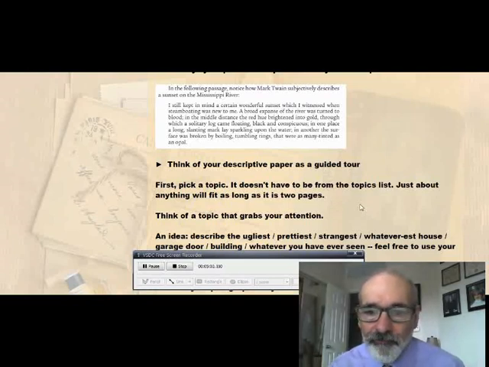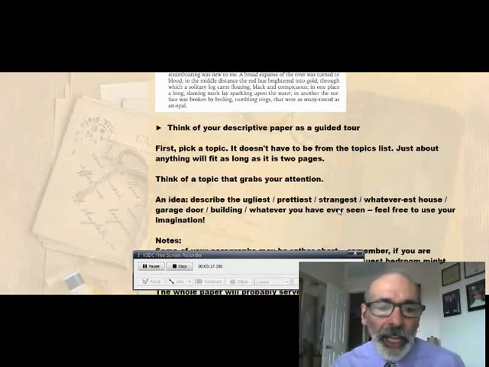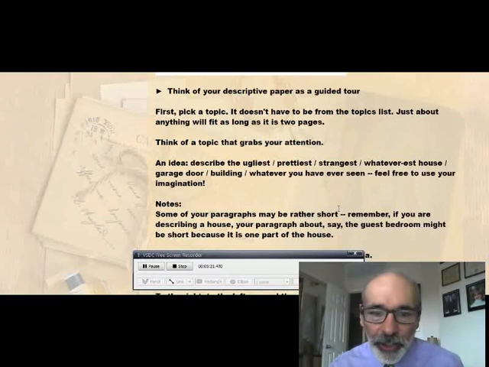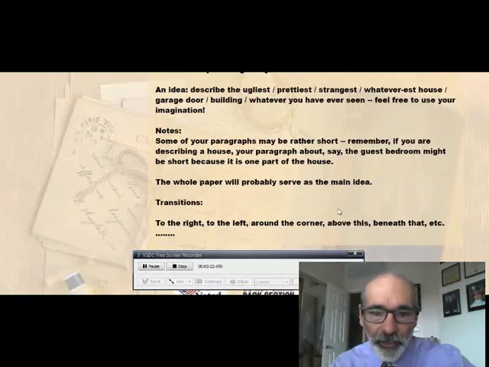And the length here, guys, is approaching 2 pages. Let's say maybe a page and a half is going to be a good length for it. Pick a topic that grabs your attention. And I'm going to skip this thing about the idea for the moment, because I want to get to this thing right here about the notes.